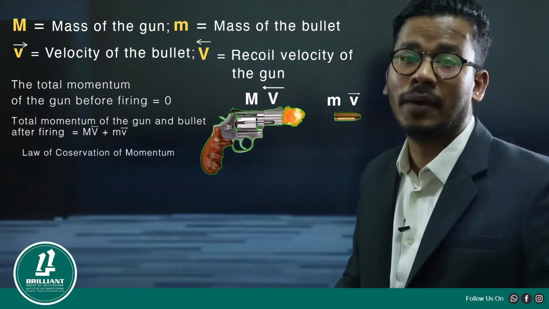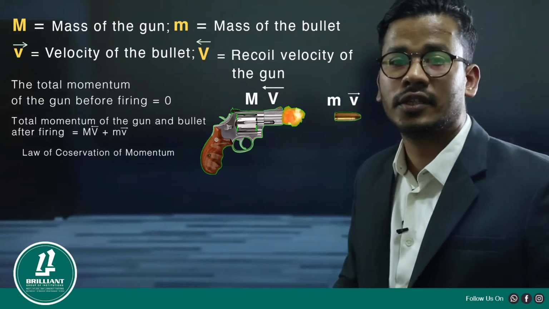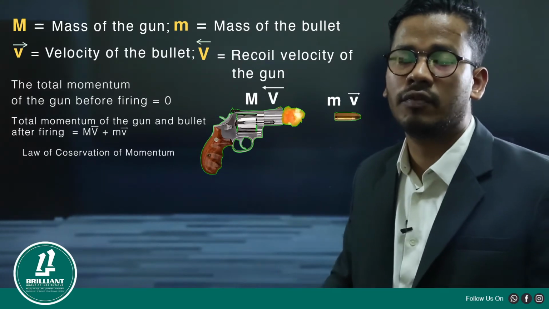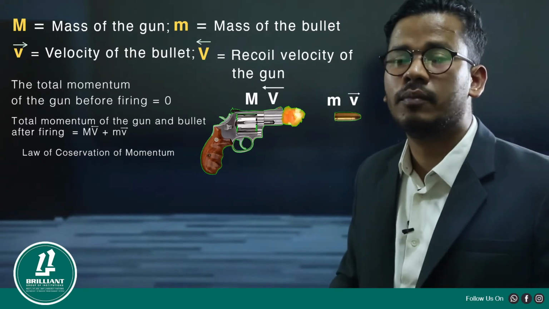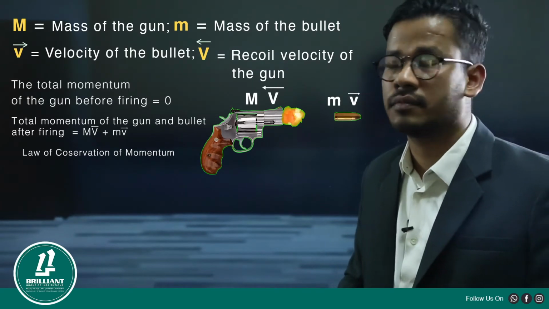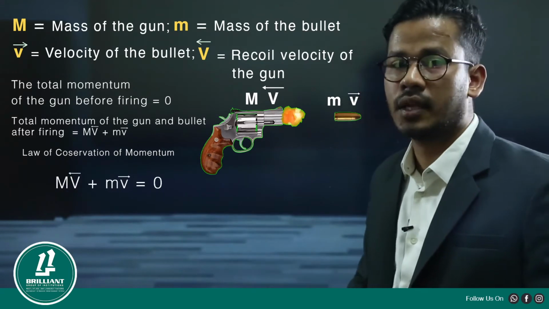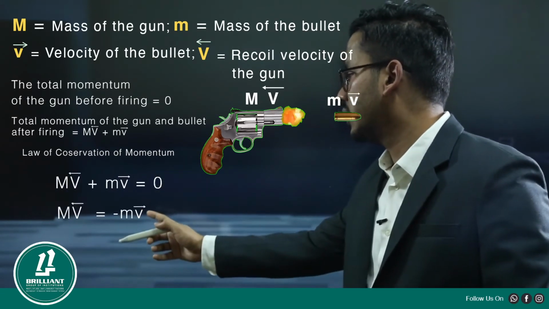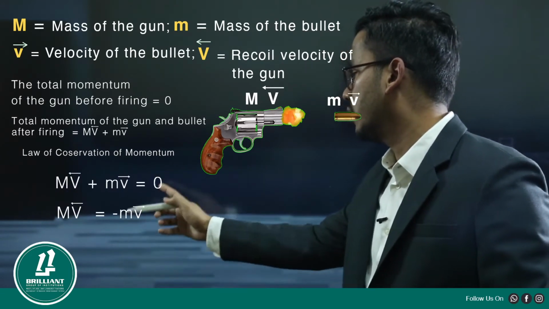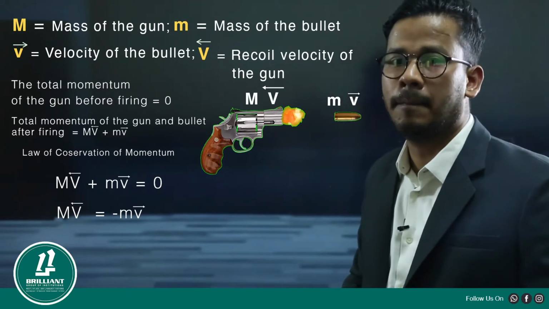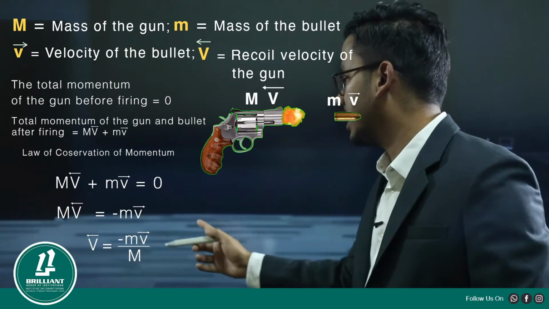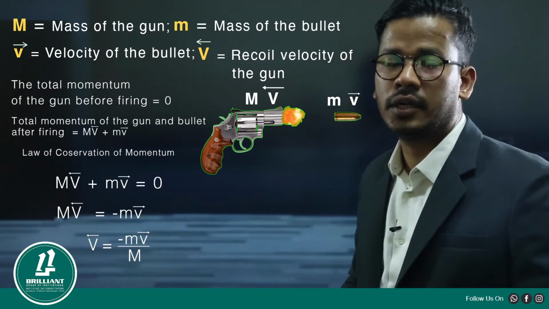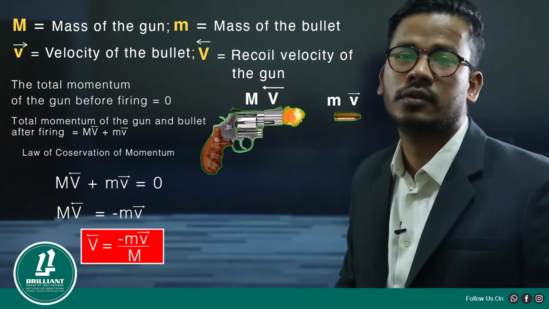After that, you apply the law of conservation of momentum. Once you apply it, accordingly, the total momentum of a system remains conserved. Here you go. Now, shift the momentum of the bullet to the other side, you will get a minus. On further solving it, take the mass of the gun downstairs as denominator, and here you go, you got your derivation.